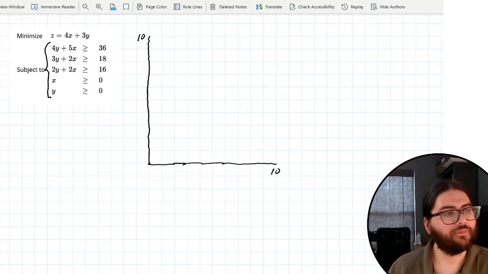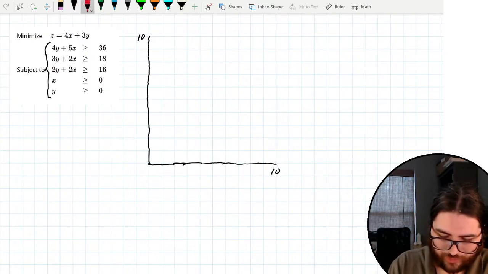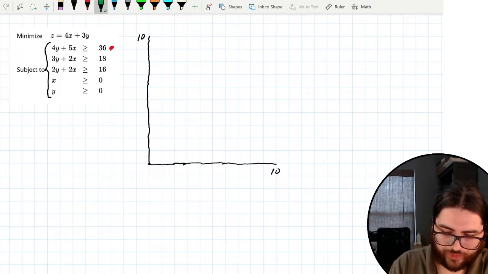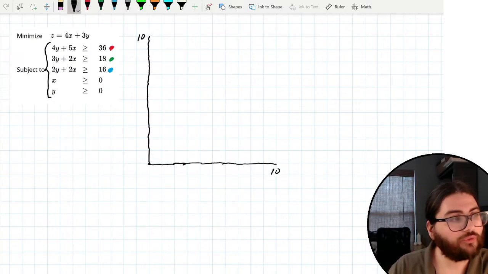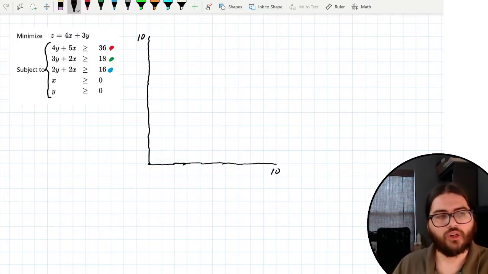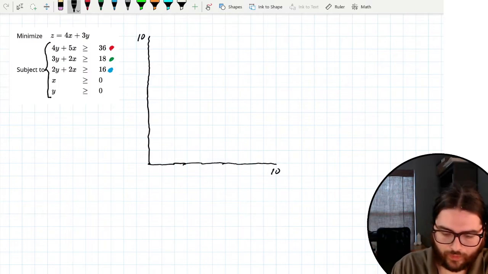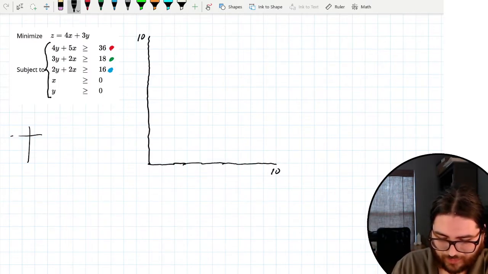All right, let's graph our lines. Let's see, to keep things a little bit easier, I will put everything for the first inequality in red, everything for the second in green, everything for the third in blue. These last two come for free. Remember, that just means stay in the first quadrant. X is greater than 0, Y is greater than 0. All right, let's graph some inequalities. Does this work? I'm not sure it will. Let's see.